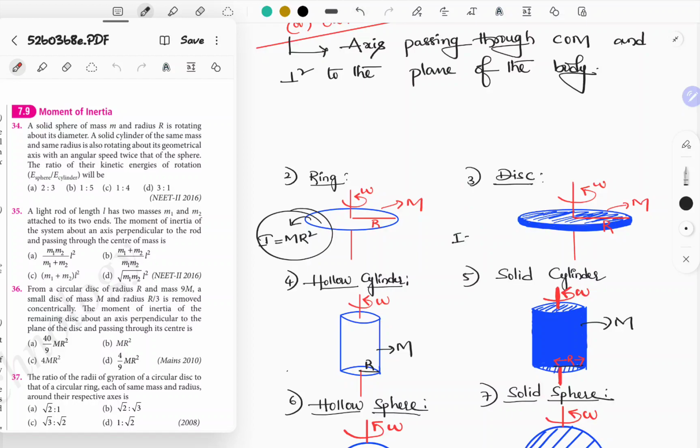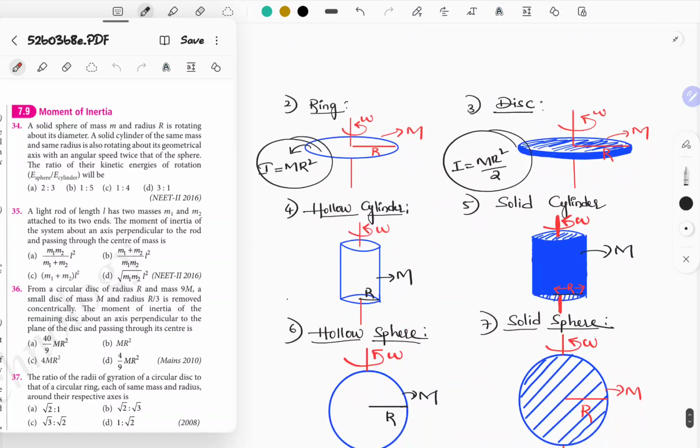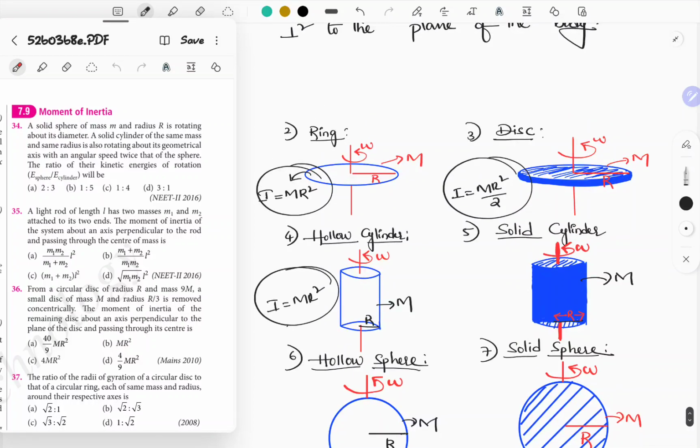I is equal to m r square by 2 for a disk. When it comes to a hollow cylinder, the moment of inertia for a ring and for a hollow cylinder are both the same, that is I is equal to m r square only, because a hollow cylinder is a combination of n number of rings. So when it comes to a solid cylinder, the moment of inertia is the same as the disk moment of inertia, because a solid cylinder is a combination of n number of disks. I is equal to m r square by 2.